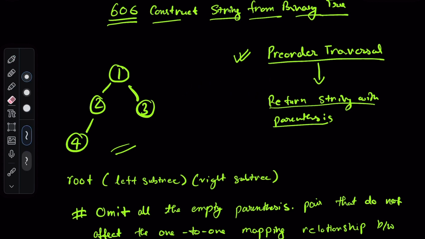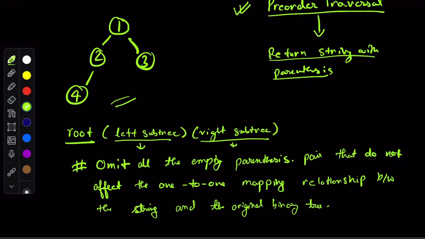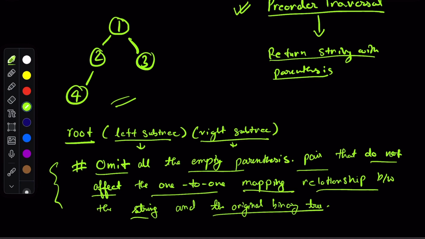So it's basically doing pre-order traversal and then returning this string with parentheses. What you have to do is print the root node, then open a parenthesis, print the left subtree, close it, and then print the right subtree. This goes on recursively to do the same for its subtrees. But the confusing part comes here: omit all the empty parentheses pairs that do not affect the one-to-one mapping relationship between the string and the original binary tree.